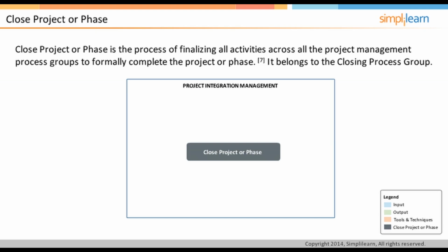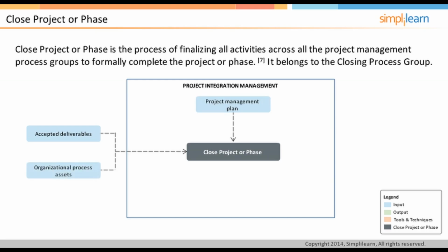The key input to this process is the accepted deliverables. The deliverables have to be brought into a state that they can be properly transitioned. Transition means they are handed over to the organization or group that will be responsible for operations, maintenance, and support. The other inputs are project management plan and organizational process assets. Expert judgment, analytical techniques, and meetings are the commonly used tools and techniques.